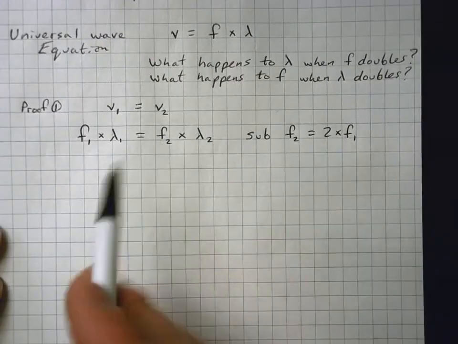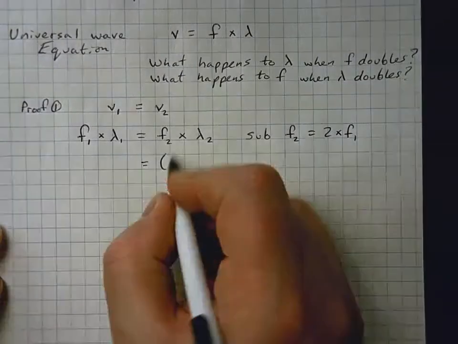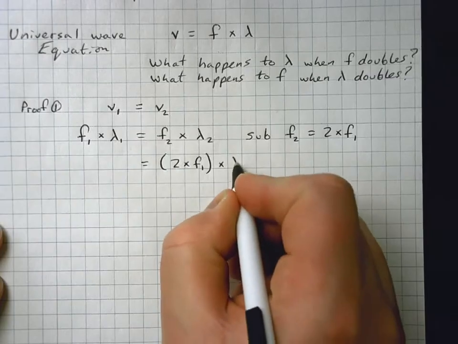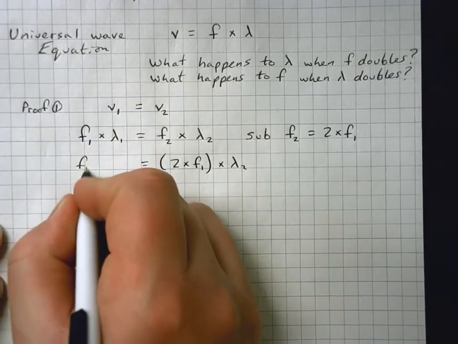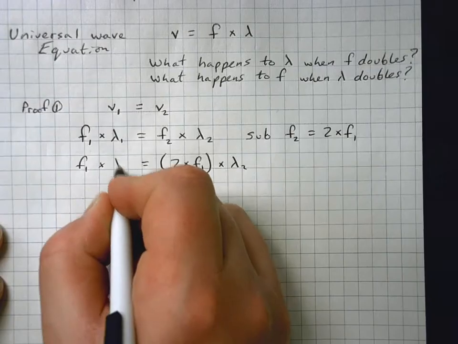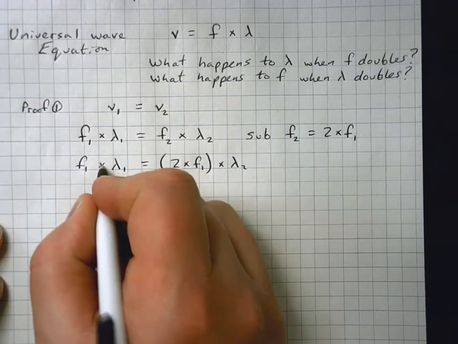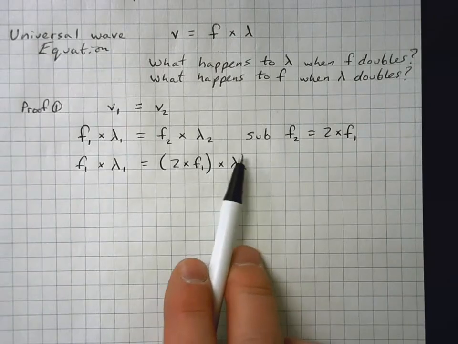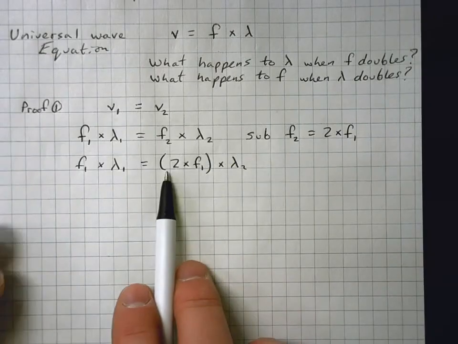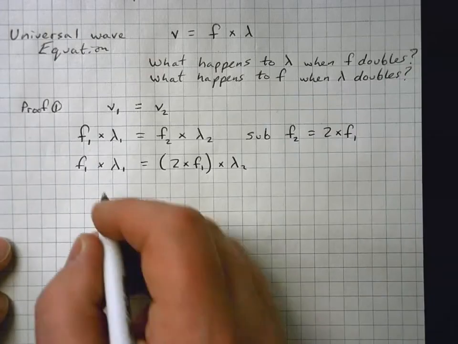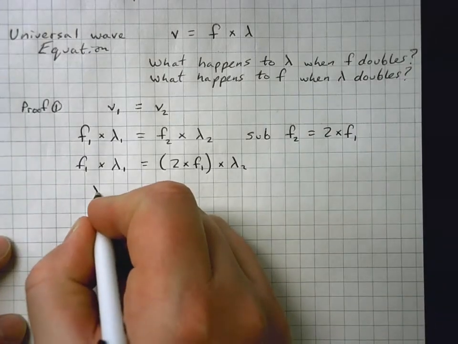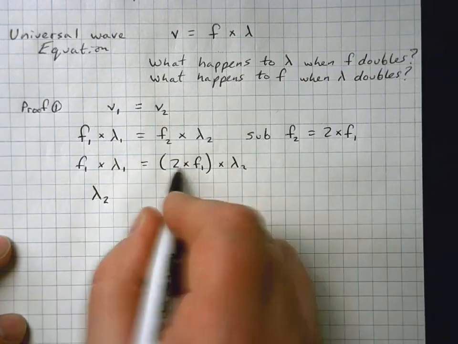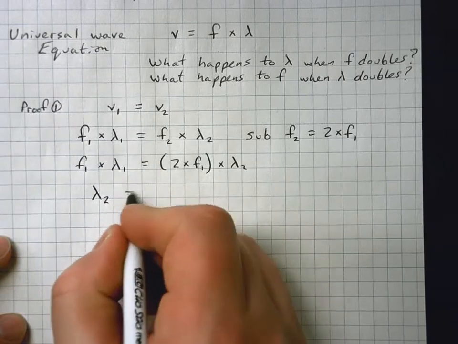So right here, we're going to put it in. So bracket 2 times F1 times lambda 2, and on the left side, F1 times lambda 1. Now remember, I want to figure out what the impact is on lambda 2, so I want to isolate this variable. So I have to isolate this variable by moving the 2 times F to the left side, but I like the unknown or the variable that I'm searching for on the left, so I'm going to move the lambda and I'm going to move this to the bottom.